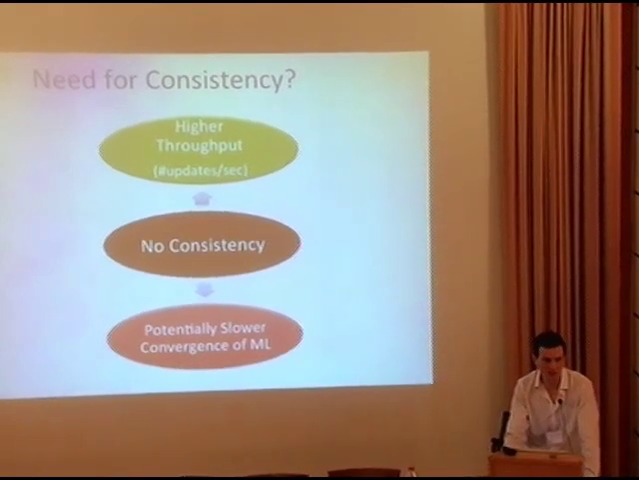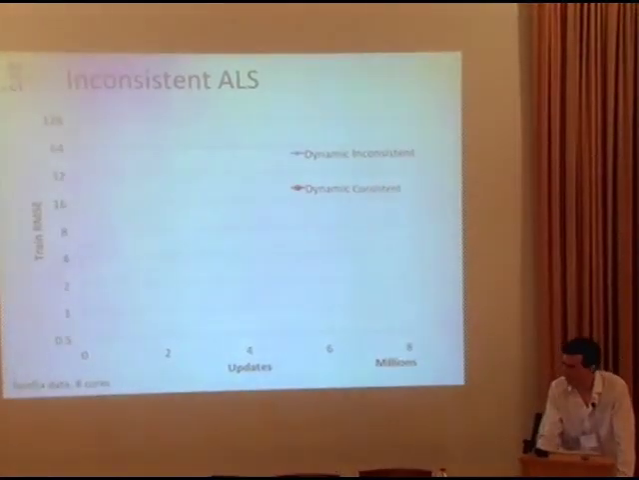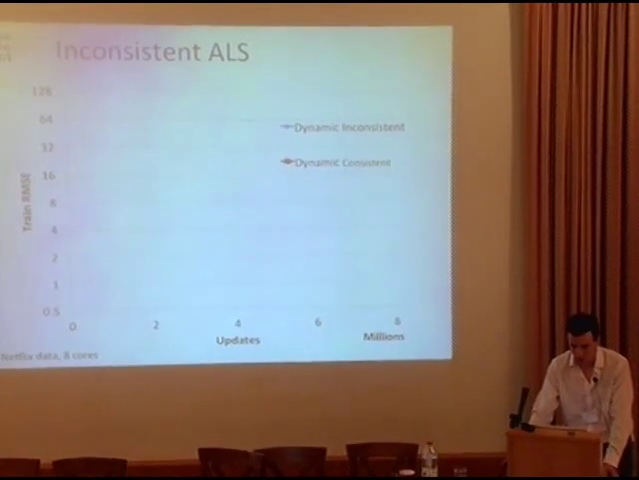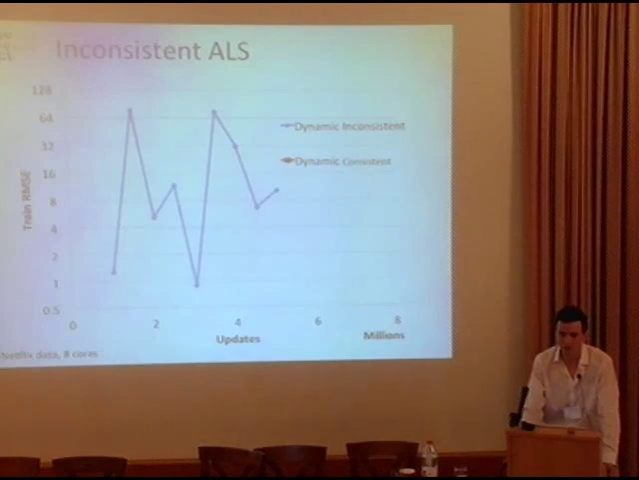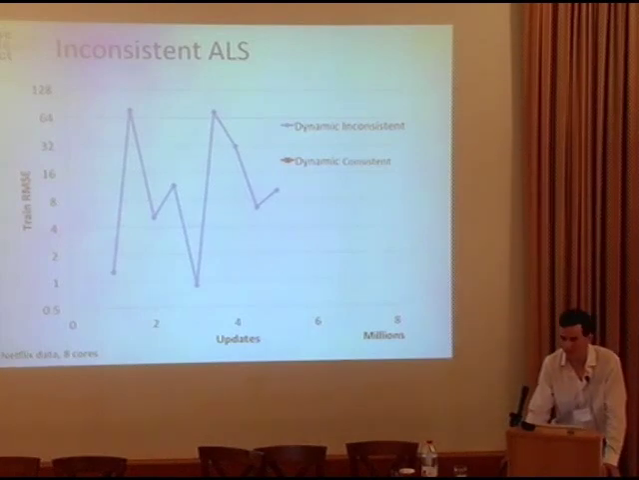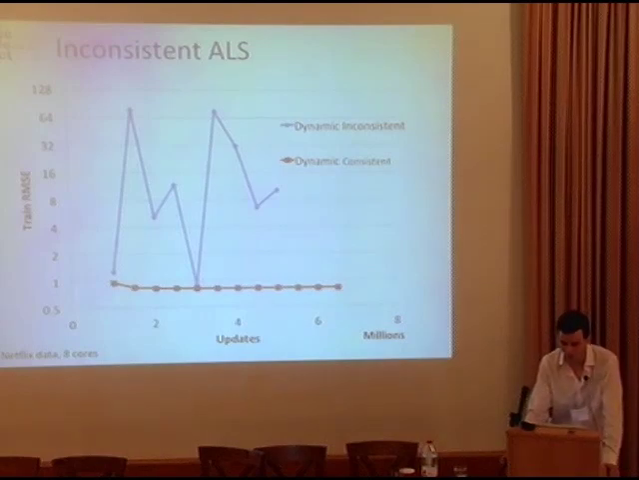So here's a simple example. The previous talk talked about matrix factorization. Here's what happens with one particular matrix factorization algorithm, ALS, which was mentioned in the previous talk, when you allow yourself to have inconsistent updates. When you run it on 8 processors, this is only 8 processors, and you have inconsistent updates, your training error can oscillate a lot over iterations. While if you use consistent, race-free updates, your convergence is very fast to a very nice solution. So this is an example where consistency is really important from a practical perspective.